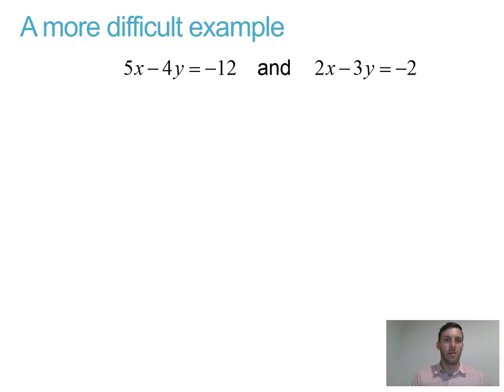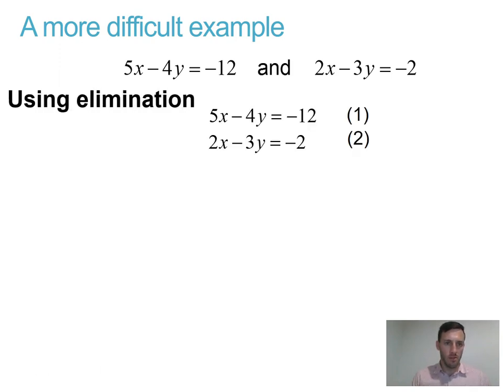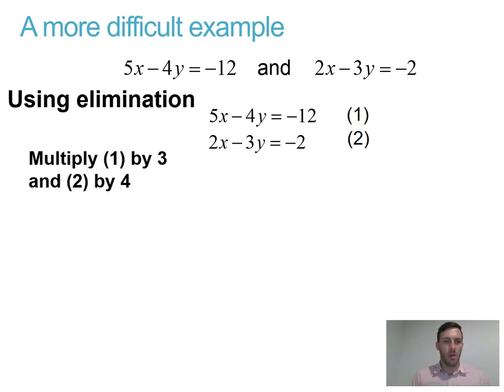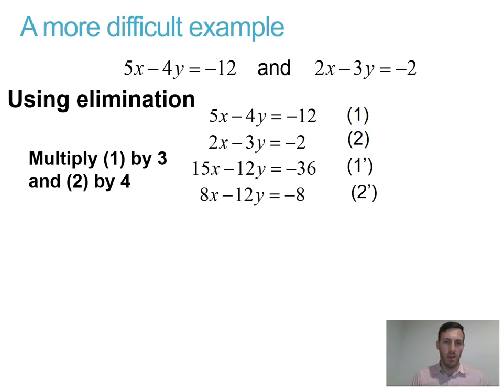Here we have a more difficult example. Again, we need to label the equations. Now we've got to get the leading coefficients of one of the unknowns to be the same. So we're going to multiply equation 1 by 3 and equation 2 by 4. This gives us 15x minus 12y equals -36, and 8x minus 12y equals -8. Now you'll notice the coefficients of y are the same. So we have to now subtract equation 2 from equation 1.